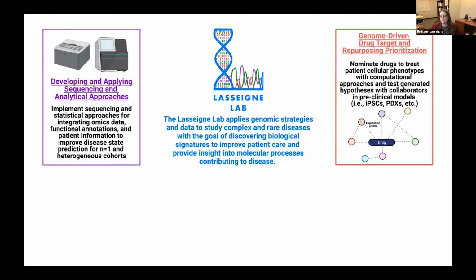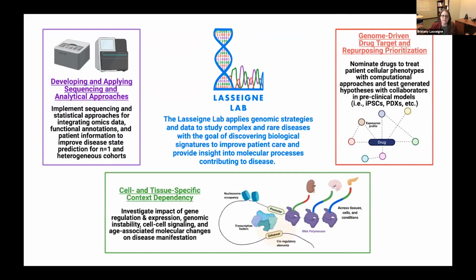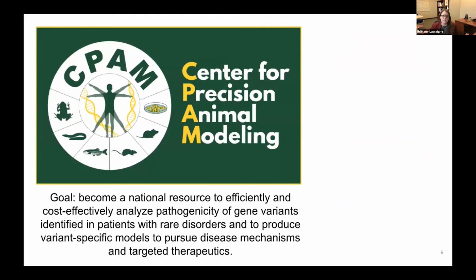The second research area in the lab is we predict and prioritize genome-driven drug targeting and repurposing. So we have active projects now in cancer, Alzheimer's, and rare disease, including as part of CPAM, which I'll be discussing today. And finally, we study the impact of cell and tissue specificity on disease manifestation. So we have active projects in this in PKD, in Alzheimer's disease, and in rare disease. And we're really trying to understand how cellular context impacts disease manifestation that's associated with a given genetic variant or a genomic instability phenotype.